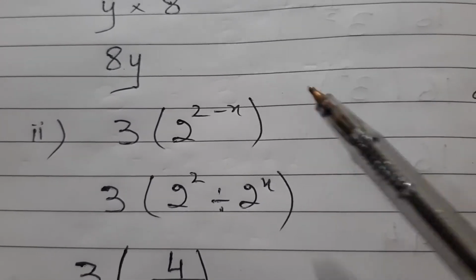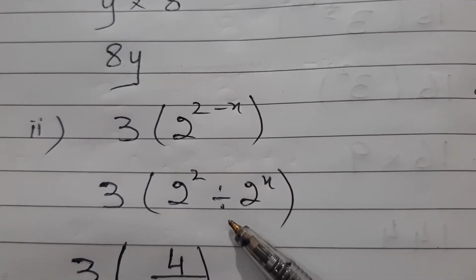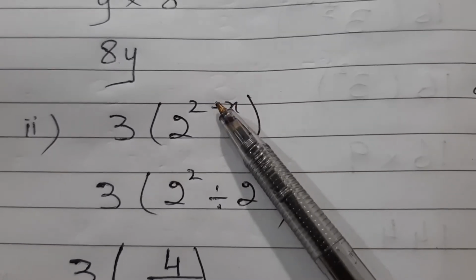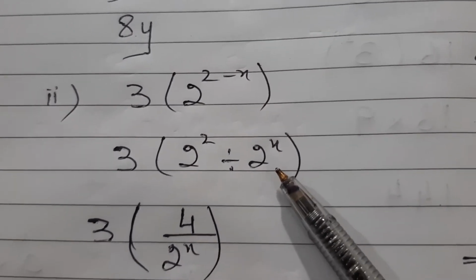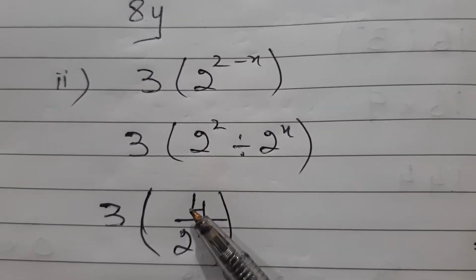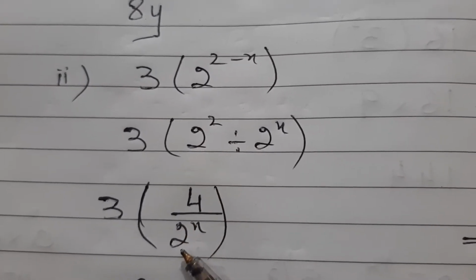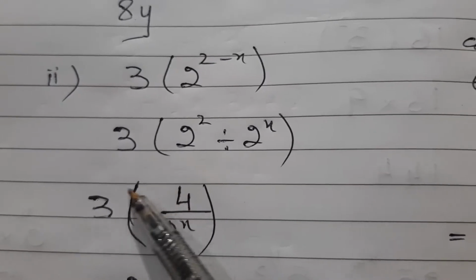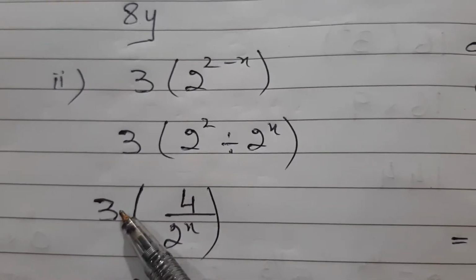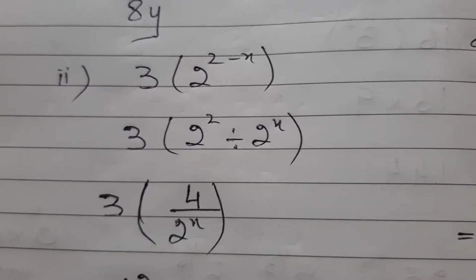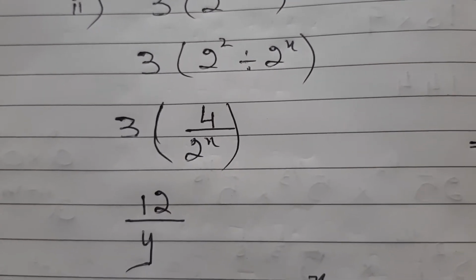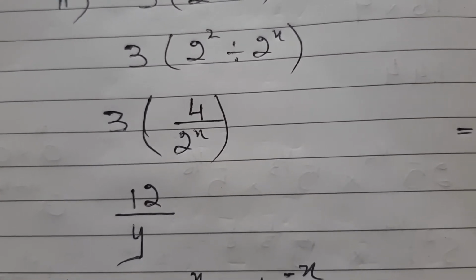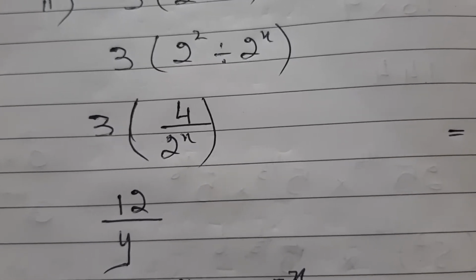So you will simply apply the division sign here, right? Law of indices: 2 power 2 divided by 2 power x. Okay, so 2 power 2 is 4 divided by 2 power x. Now you can multiply these two numbers because bracket means multiplication and there is no power, right? So it's fine. 4 3s are 12, and 2 power x is y. This is how you will simplify it or bring it in the form of y.